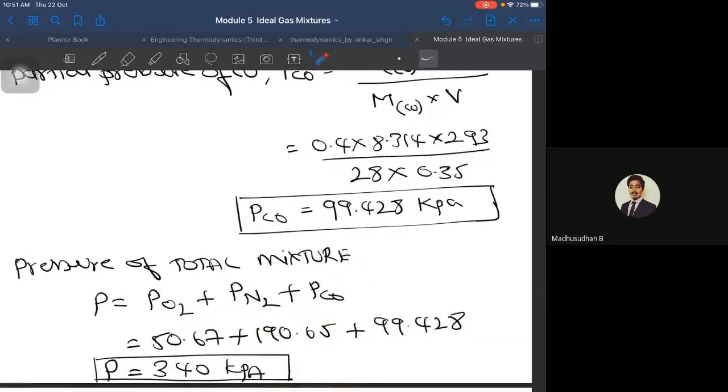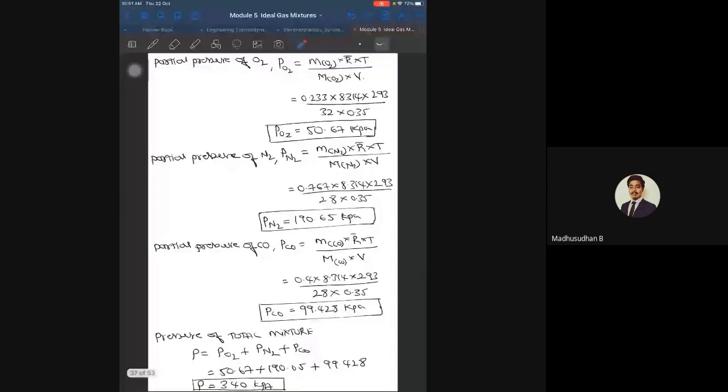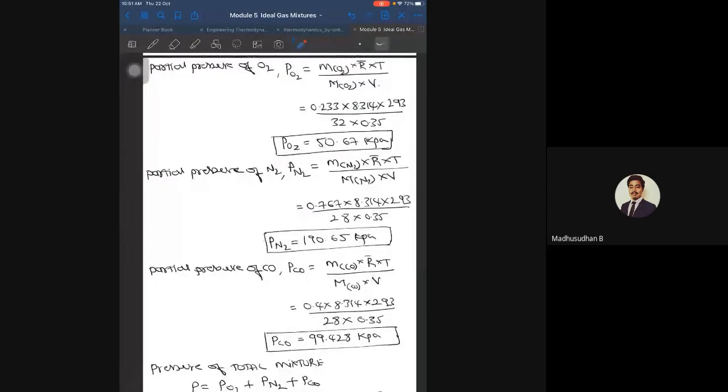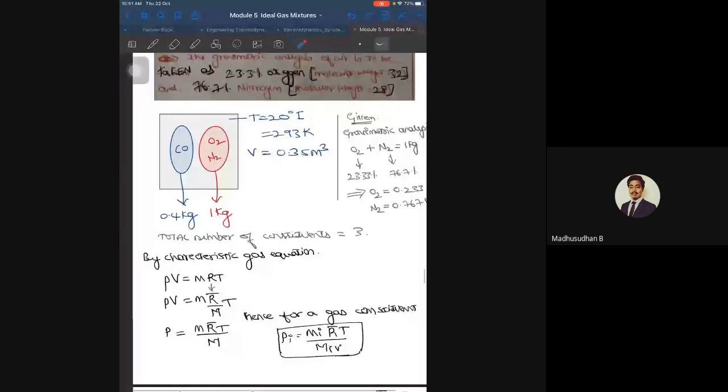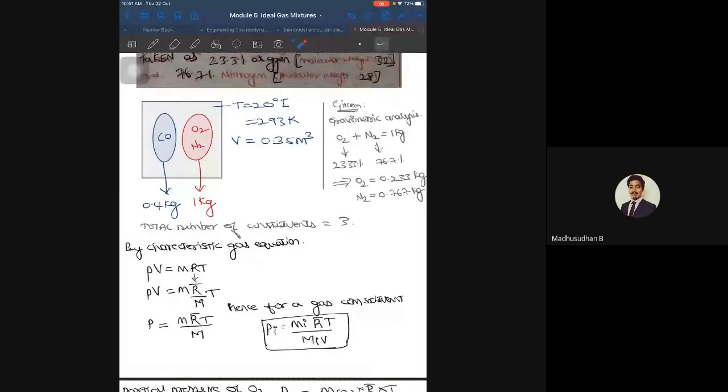Any difficulty in understanding this problem, guys? No, sir. Okay, so now take the next problem. I'll put it in portrait mode for some time. Can you see it clearly? Yes, sir. Take it down.